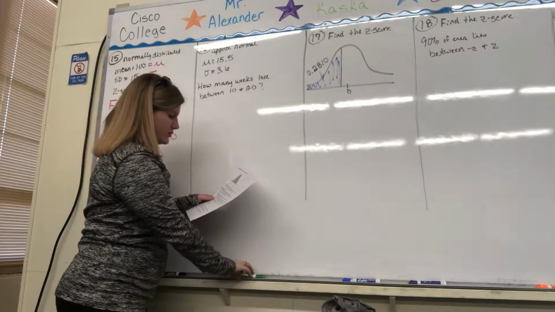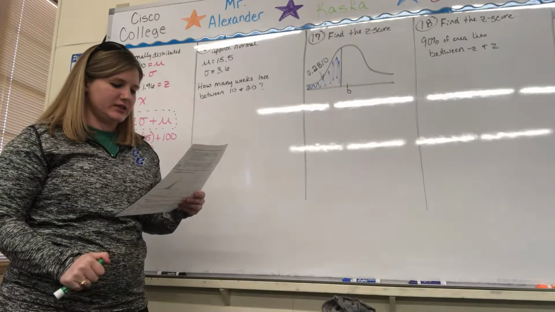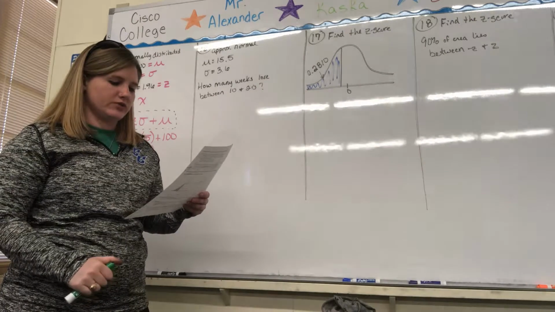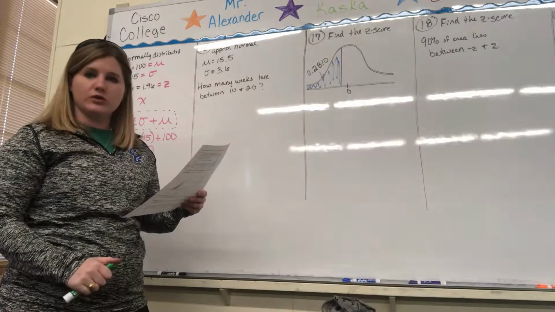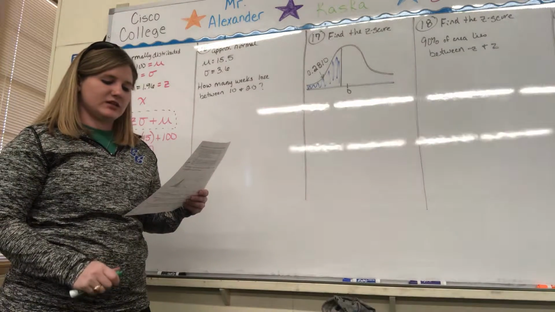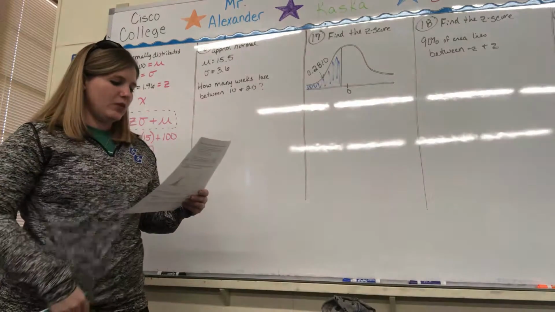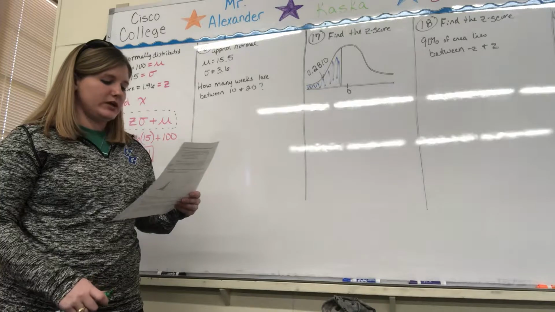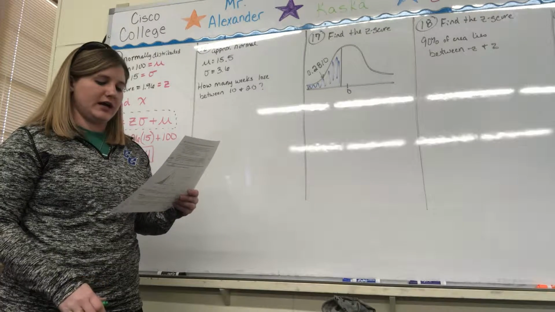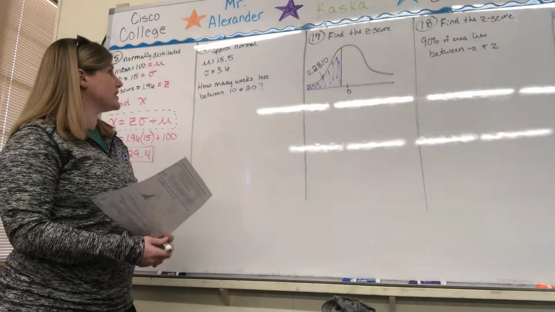An airline knows from experience that the distribution of the number of suitcases that get lost each week on a certain route is approximately normal, with mu equals 15.5 and sigma equals 3.6, so the mean and standard deviation. In 1 year, how many weeks would you expect the airline to lose between 10 and 20 suitcases?